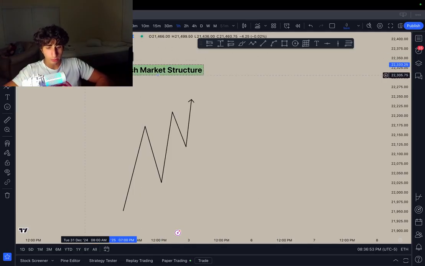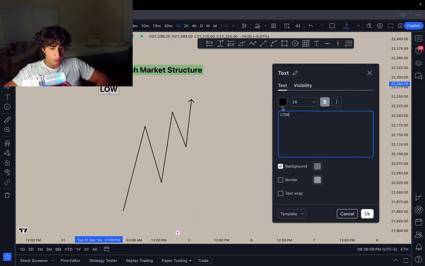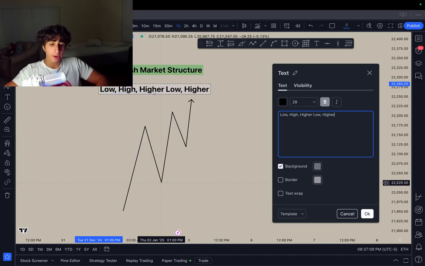We can give this a little bit of green. And what this looks like is we'll have a series of, we'll have a low, right? So this is your low. We will then have a high. We will then have a higher low. And then we will have a higher high, and then so on, right?